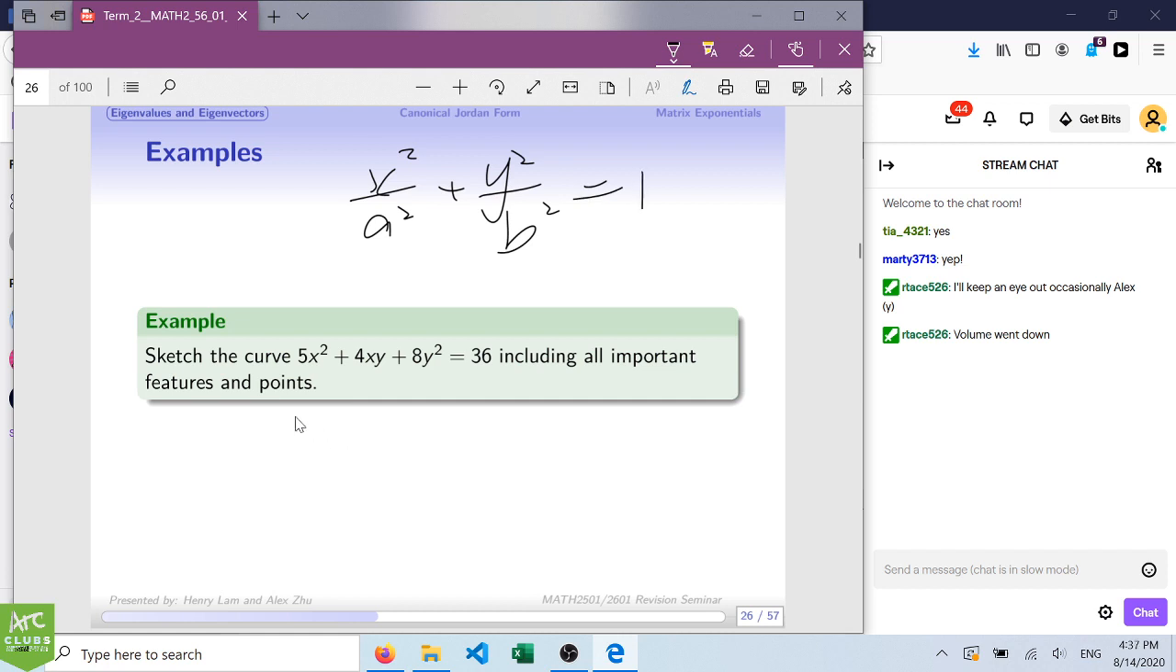So how do we convert this? The question here is how do we convert this into the form of x squared on a squared plus y squared on b squared equals 1? Okay, because of diagonalization, we can actually make it possible.